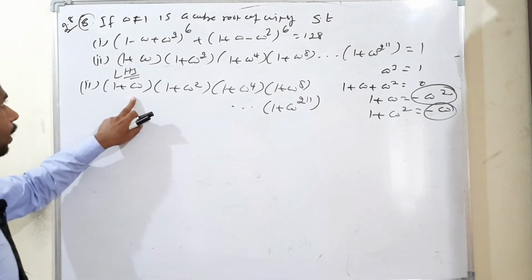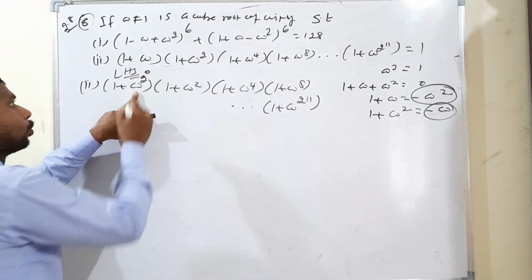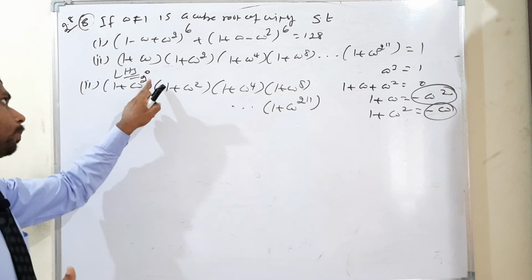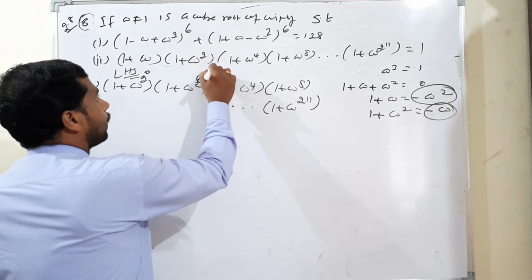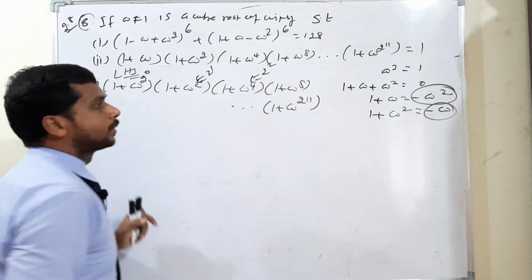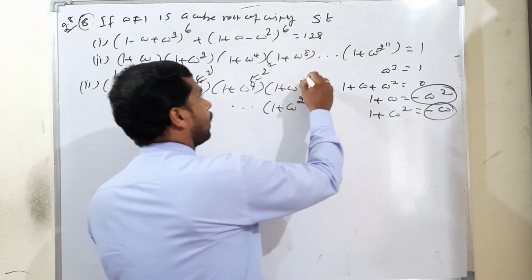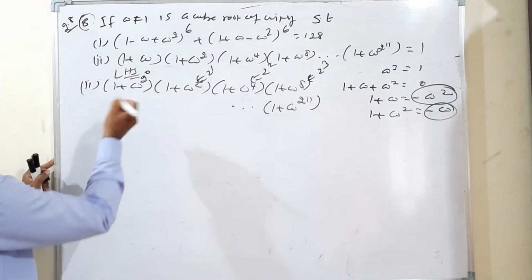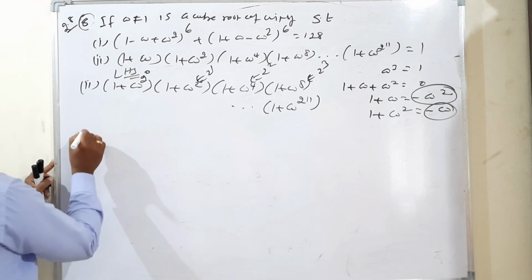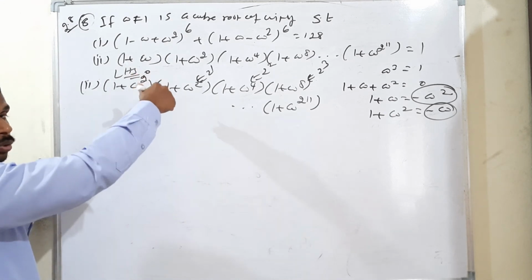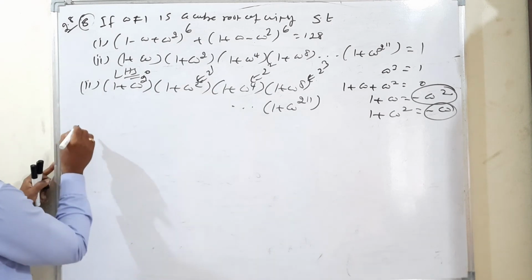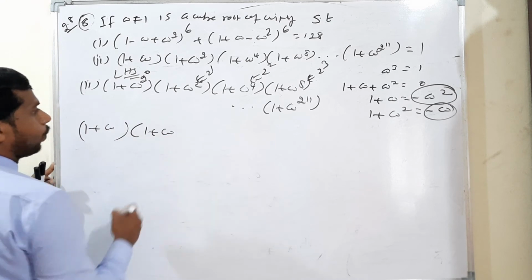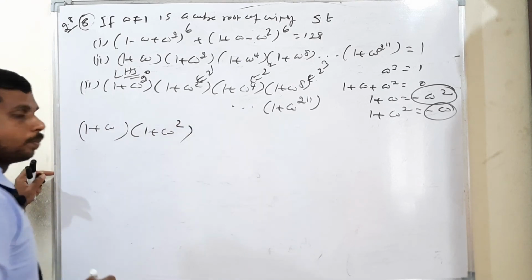So 1 + ω, what is the meaning? The power of ω, I consider 2⁰. Anything power 0 has value 1, so 2⁰ is 1. 2¹ means 2 will come. Again 2² is 4, 2³ is 8, and up to 2¹¹ we need one by one. So again I would like to write the first step again. Each step is 2⁰, 2¹ up to 2¹¹. What will the value be? First, anything power 0 is 1, so 1 + ω. Second step, 1 + ω², because 2¹ is equal to 2.